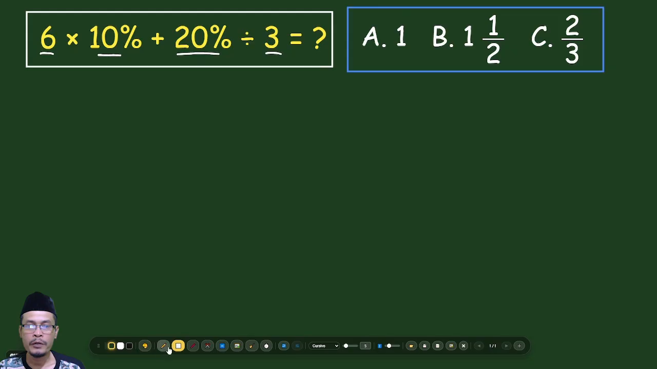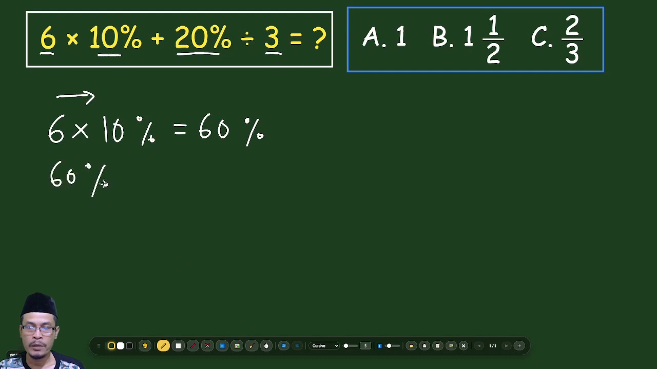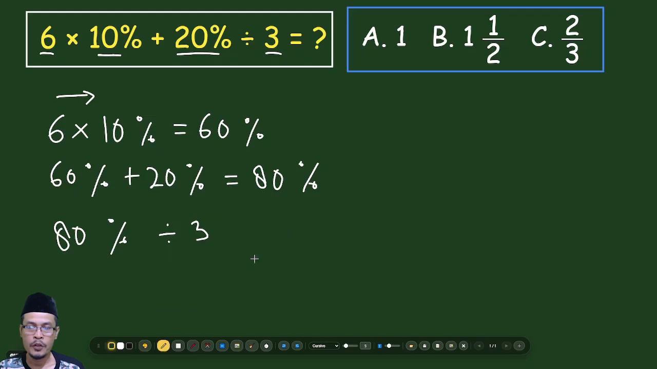Some people solve it this way. Just use left to right rules. 6 times 10% is 60%. Then 60% plus 20% equals 80%. And then 80% divided by 3. Stop, don't continue. This path is already wrong.